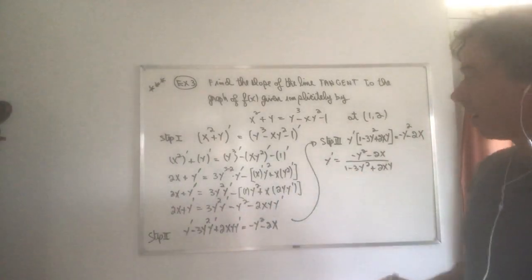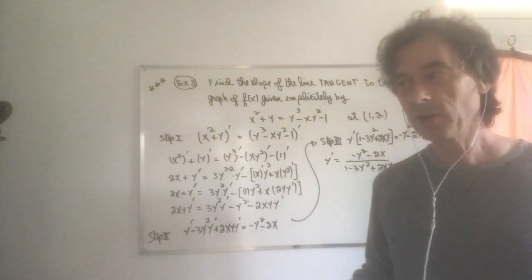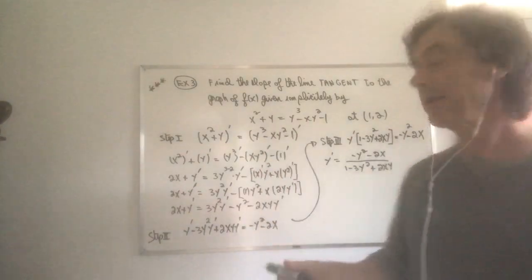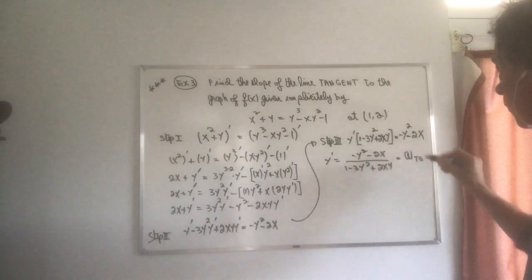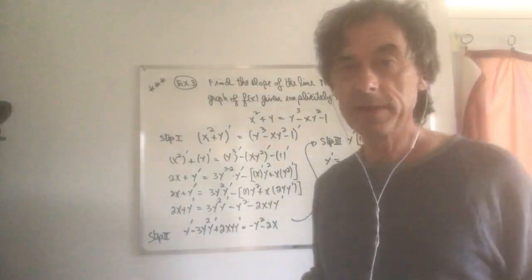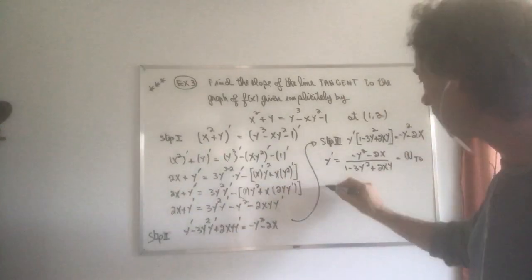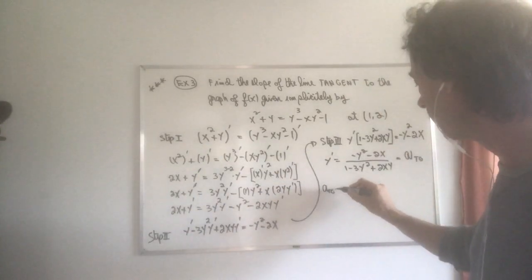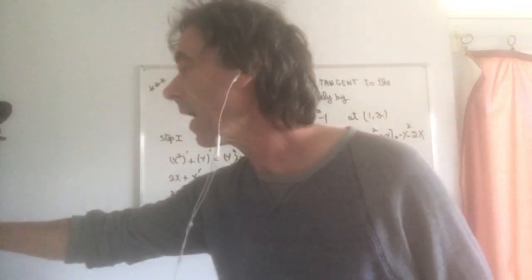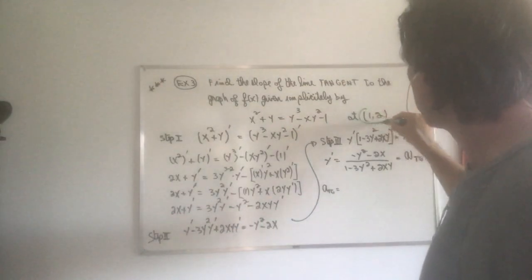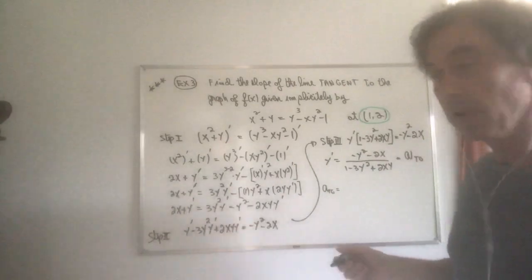Now remember, y prime is what we're looking for, but it stands for f prime, the derivative of the function. And that is the slope of the tangent line. The derivative is the slope of the tangent line. So all I got to do now is plug in the point, and I will find that my slope of the tangent line is given by whatever that turns out to be when I replace both the x and the y with the point (1, 2).